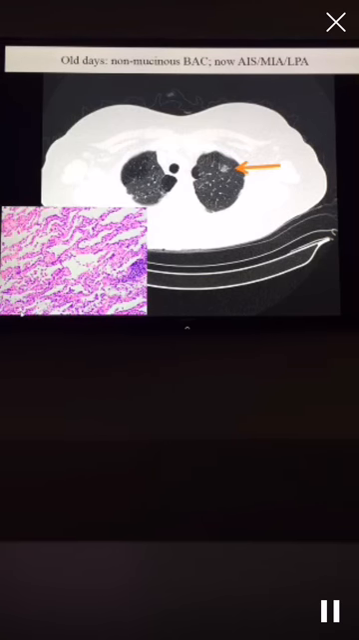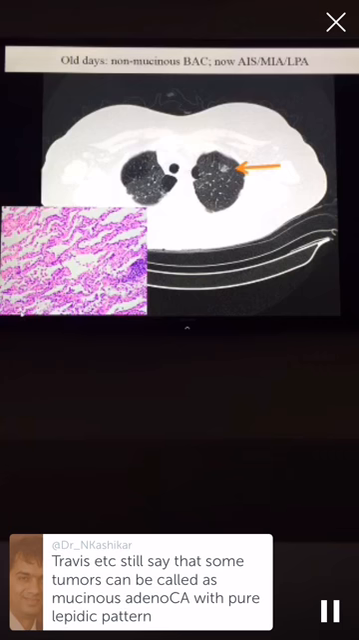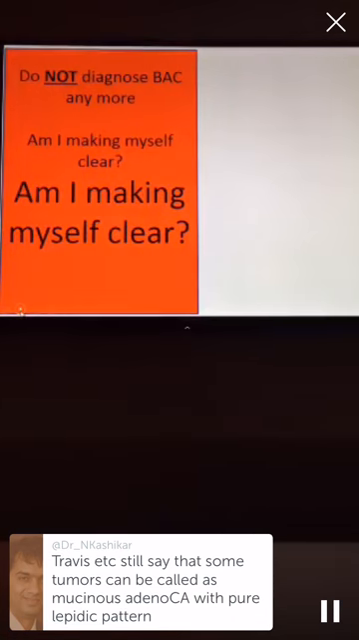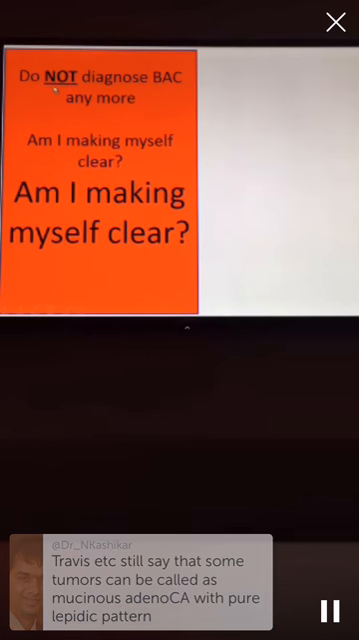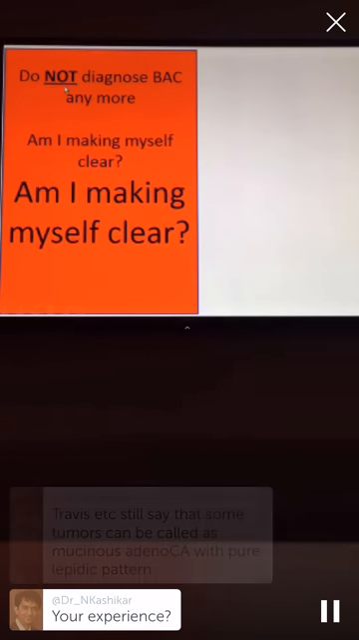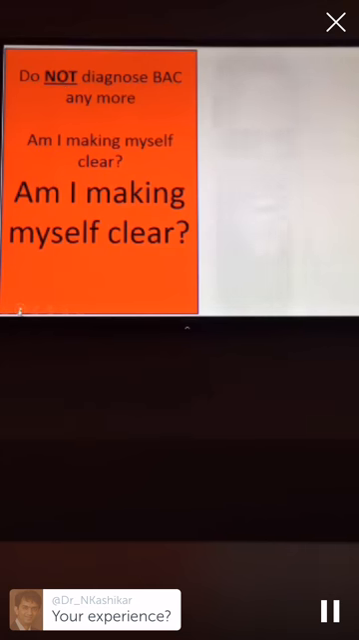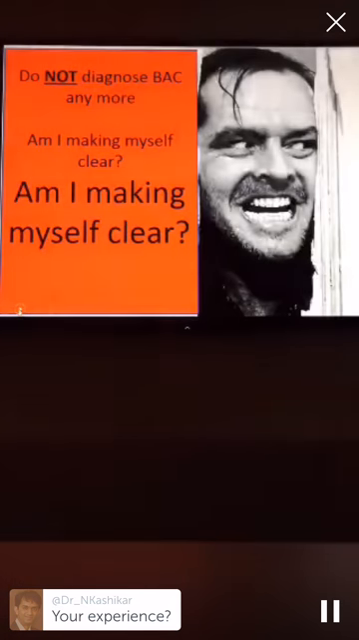But this is clearly different than the previous case I showed you with the multifocal bilateral tumors. Next, please. So I want to make myself clear here, and for that I'll use the help of a celebrity. So next, please, Emily. Anybody know who this guy is?